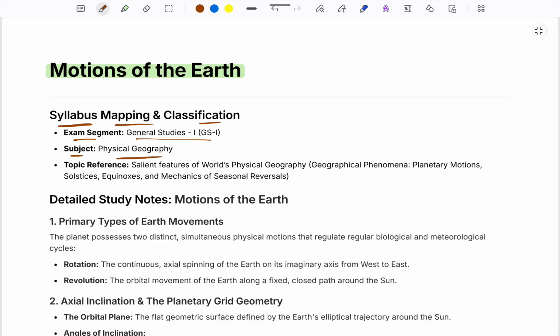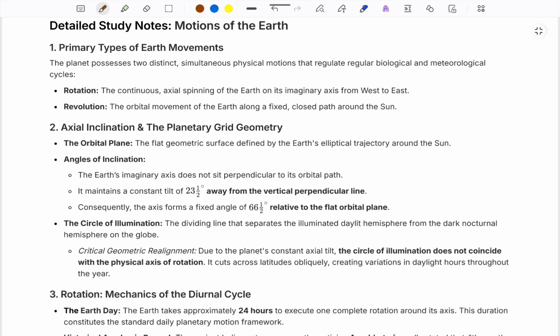Subject: physical geography. Topic reference: features of Earth's physical geography, geographical phenomena, planetary motions, solstices, equinoxes, and mechanics of seasonal reversals. We are going to study that. So we are going to start from motions of the Earth, detailed study notes. Primary types of Earth movements: the planet possesses two distinct simultaneous physical motions that regulate regular biological and meteorological cycles.